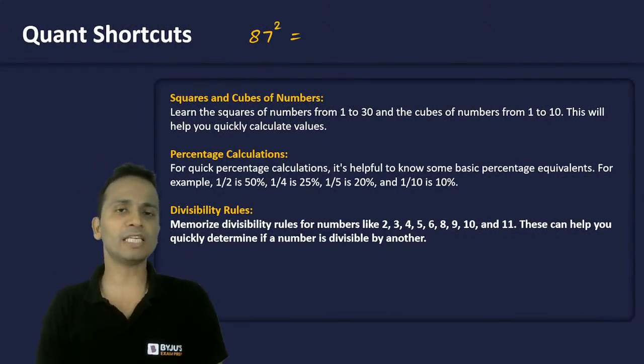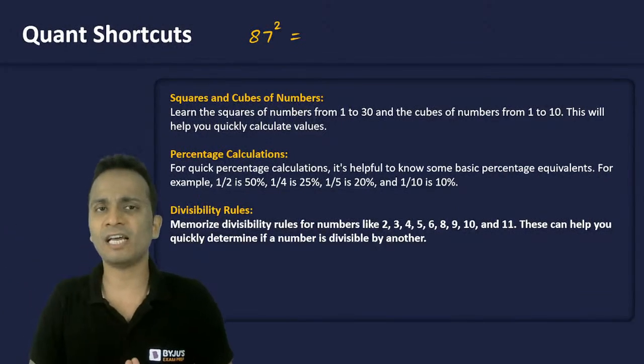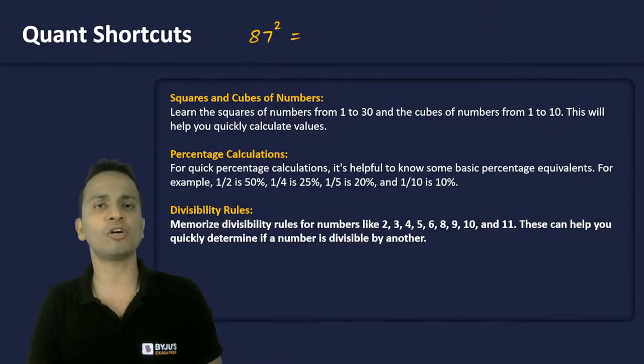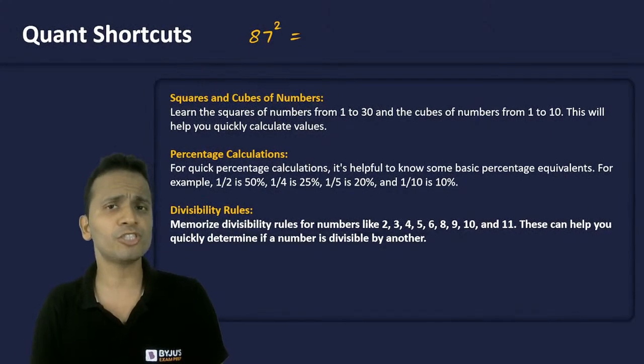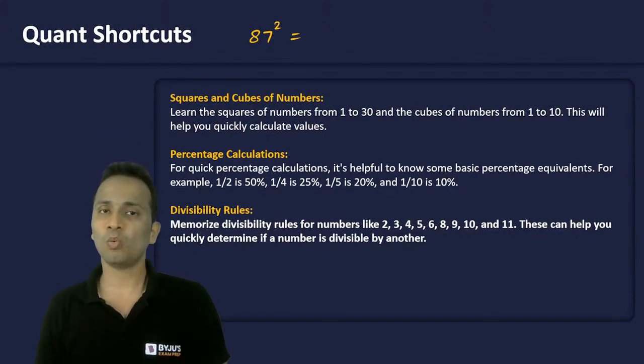Okay, so what do I need? 87 square. I'm not bothered with the final answer. I just need the last two digits of this number. Yes, these types of questions will be asked in the QA section. Now, 87 square. What will be the last two digits?